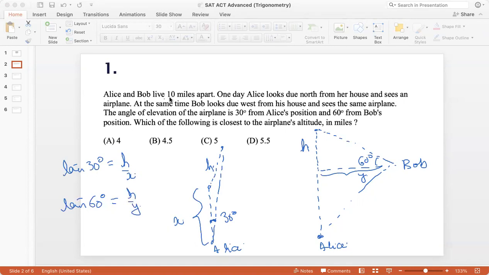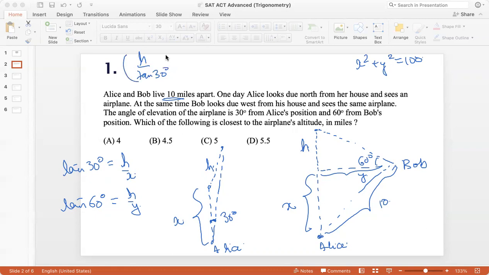Now, what we are told is that they both are 10 miles apart. So this distance is 10. This is x. So if I use Pythagoras theorem in this triangle, then x squared plus y squared should be 100. Now, x is h over tan 30 from this. So h over tan 30, the whole squared. Y would be h over tan 60, the whole squared, and that is 100. So now we have an equation in h which we can solve to find the altitude of the plane.